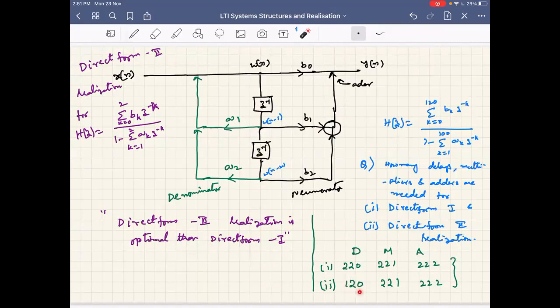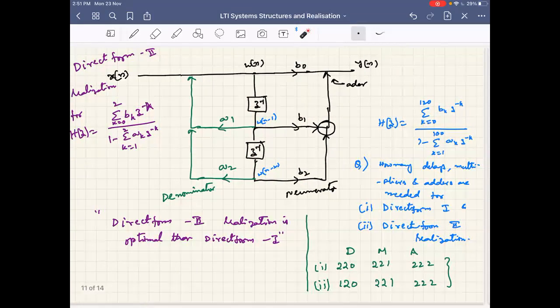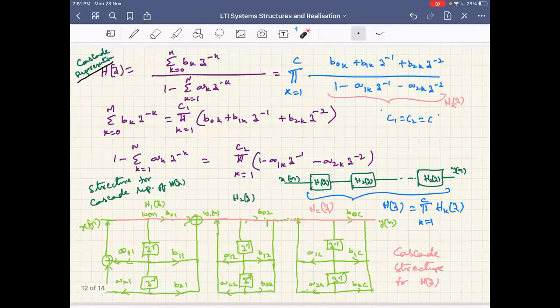Put together, you need only 120 delays, and you need 221 multipliers, because the multipliers did not get reduced. Similarly, the number of adders also remains the same. Okay, so this is the understanding of the direct form 2 implementation of the IIR systems, and the direct form 1 implementation.